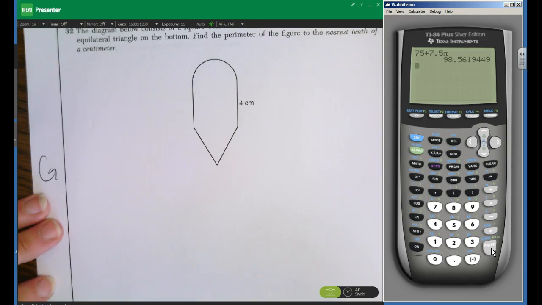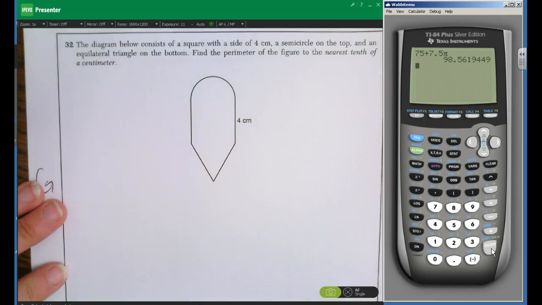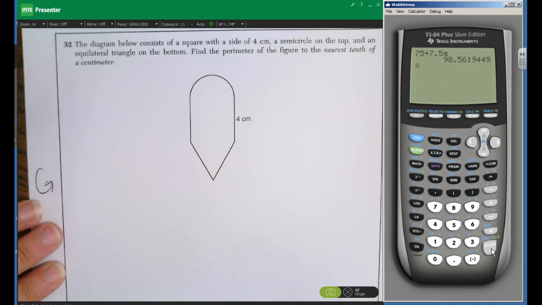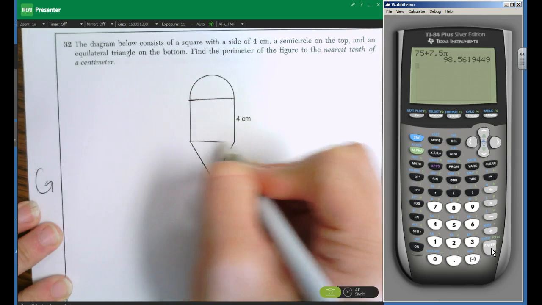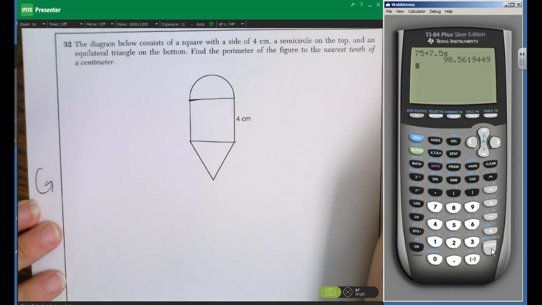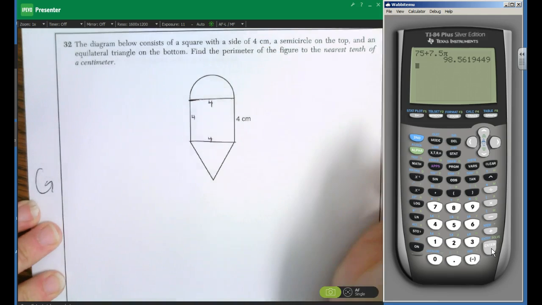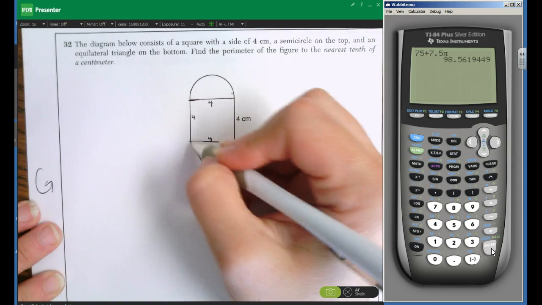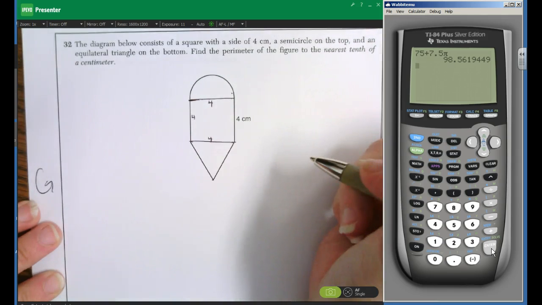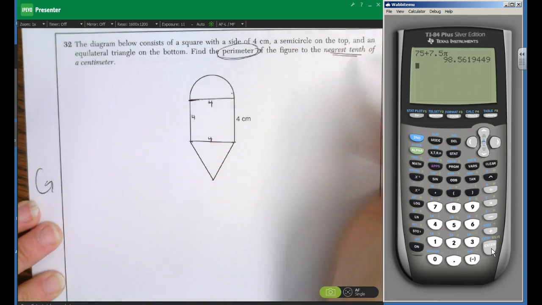This is from August 2014. It's another 2-point question, question number 32. The diagram below consists of a square with a side of 4 centimeters. That means we know all of this is 4. A semicircle on the top and an equilateral triangle on the bottom. Find the perimeter to the nearest tenth.